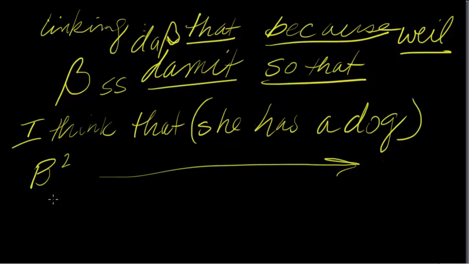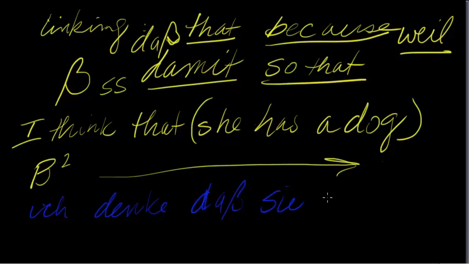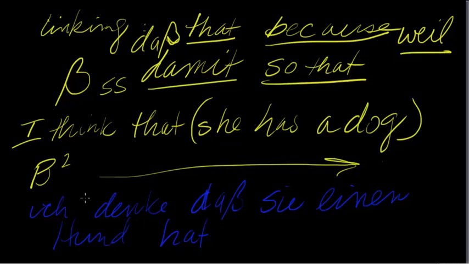So, "Ich denke, dass sie einen Hund hat." All right, so this is the only complexity in German. "Ich denke": you remember this is the building block A, and this is B, so "I think," and then there's this linking word that we were just discussing, "dass," meaning that, "sie einen Hund hat."